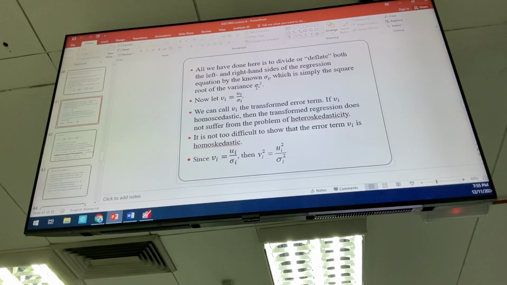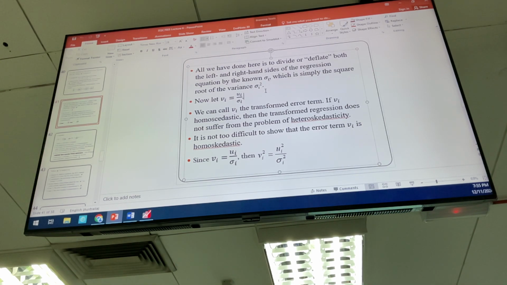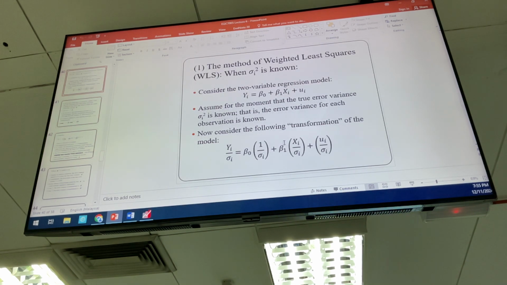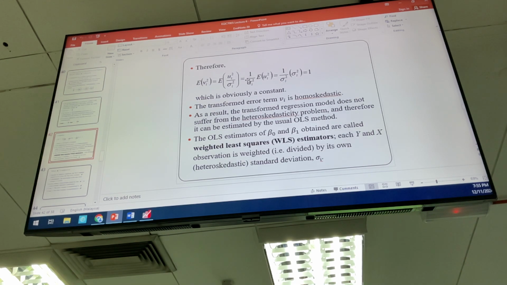So the variance is not constant, but is given by this. Originally the variance of Ui is given by sigma i square. After we transform, we have a new error term. The transformed equation has a new error term, Vi, equal to this. And now after we transform, the variance of Vi square is equal to 1. So it is a constant.